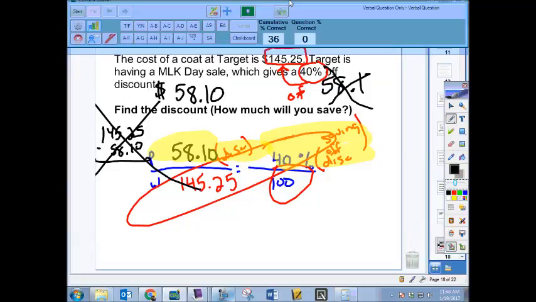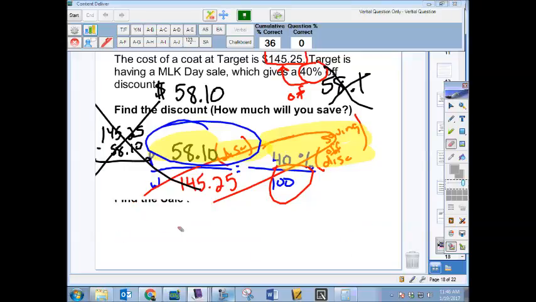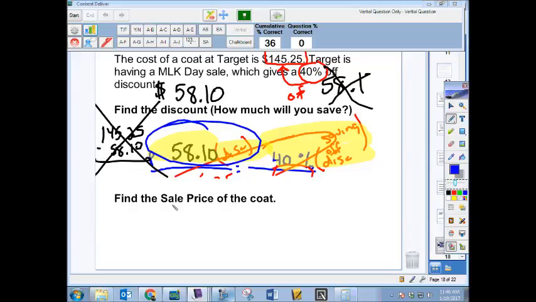Okay, I don't know. But just know, on the summative tomorrow, you're going to have this question. It's going to say find the discount. Guys, that is the discount. Then, below that question, it's going to say find the sale price. Now, the sale price is how much it costs, how much you had to pay after your discount.